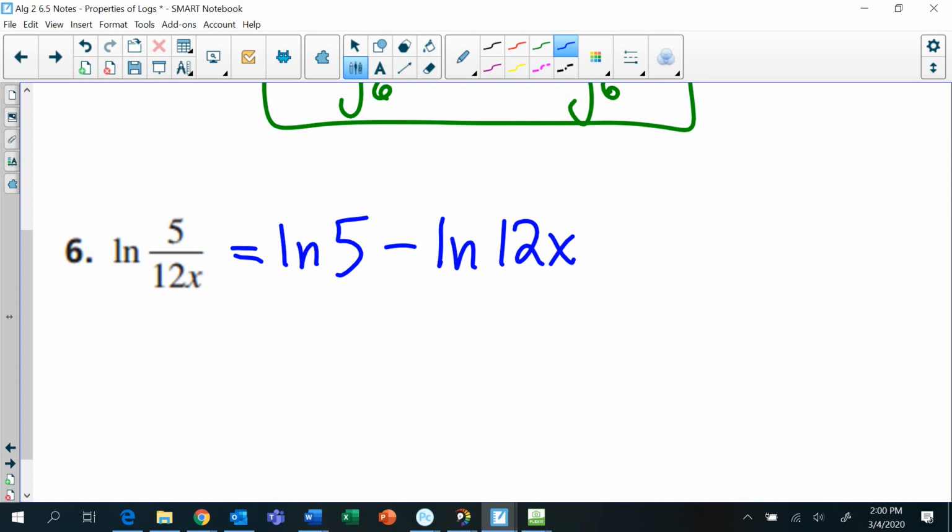That's okay. This is correct to start. It's the next thing that is confusing. You are going to separate the 12 and the x. That's what I'm going to do next.